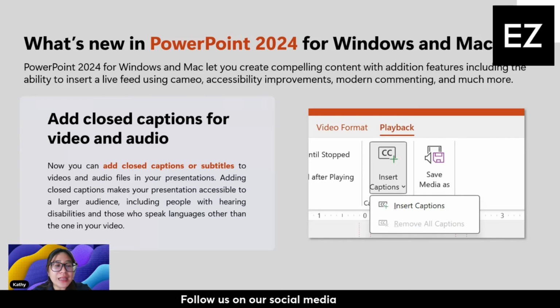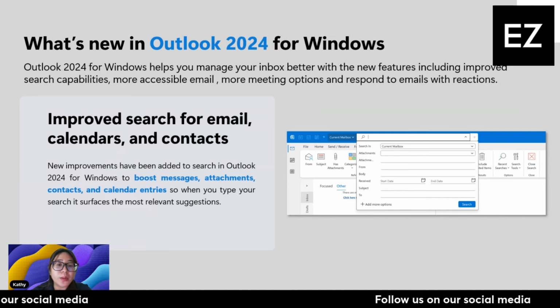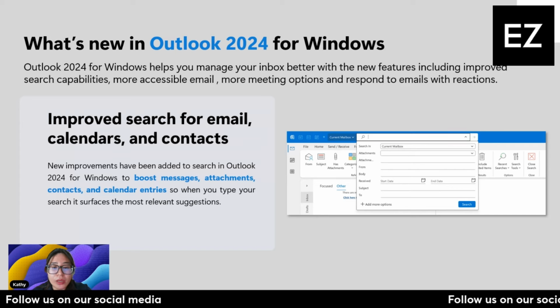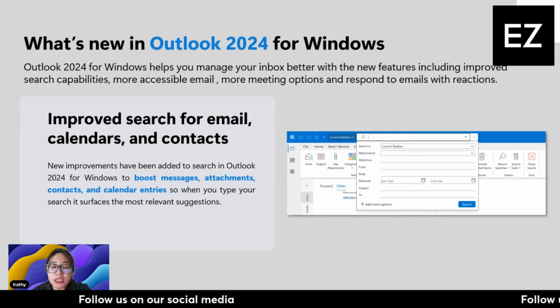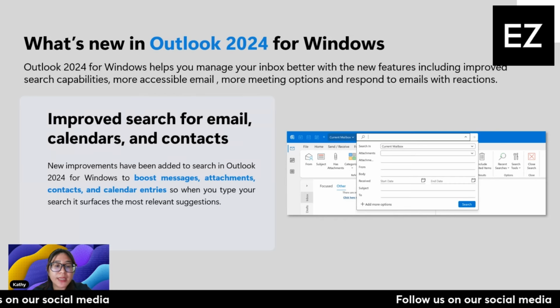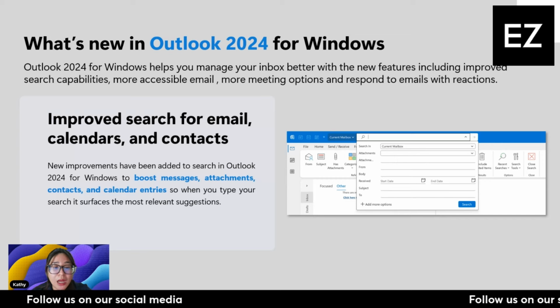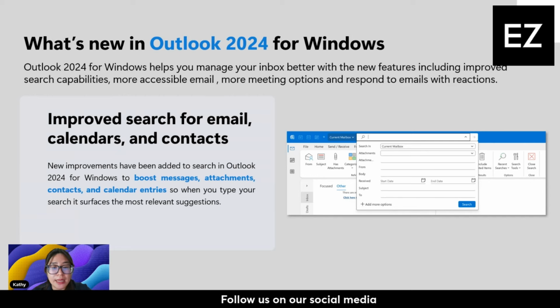And then lastly, let's not forget Outlook. So what's new in Outlook 2024 for Windows? There's improved search for email, calendars, and context. There is a search bar on the top of Outlook, and you will be able to find your messages, attachments, context, calendar entries, anything that you type in the search bar. Searching is no longer just searching for your emails, but rather a lot more, like what's in your messages, or searching for context, etc.